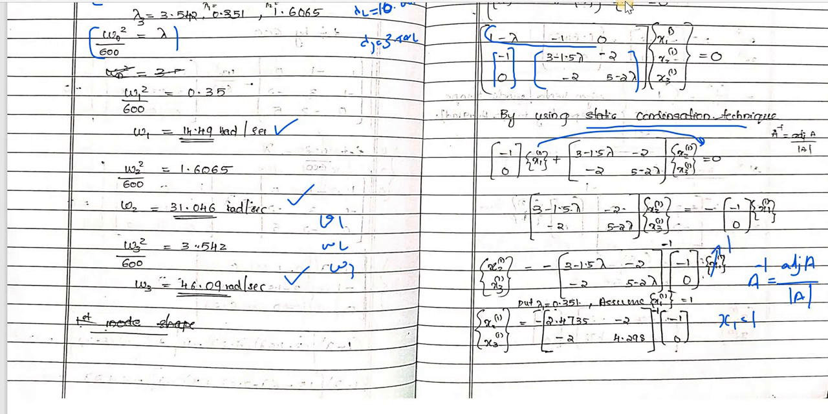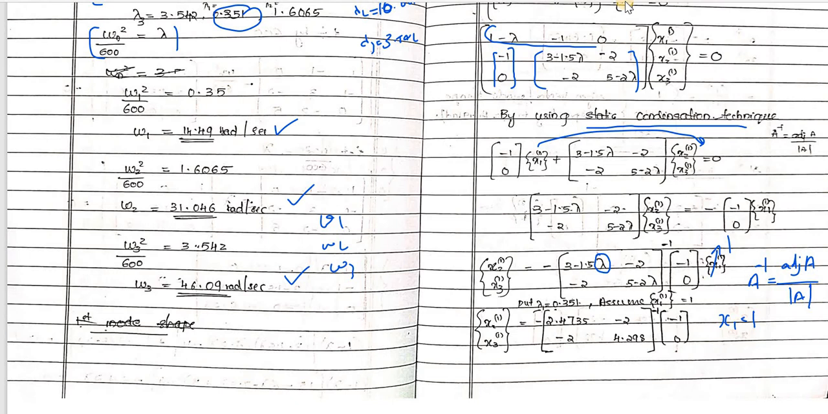Now here we are having lambda. So we have found out what is lambda, right? Here we have found out lambda 1. First lambda is given as 0.351. So I am just substituting it here. So I can get a matrix like this.